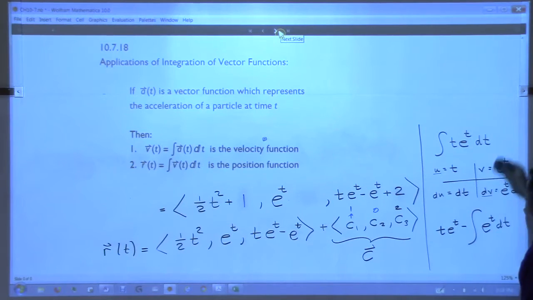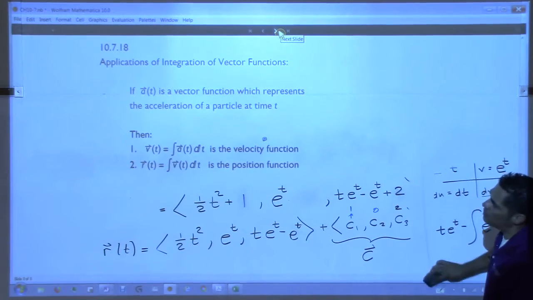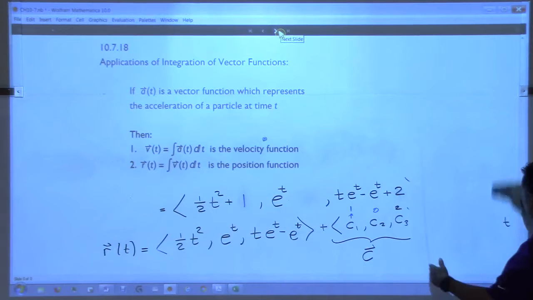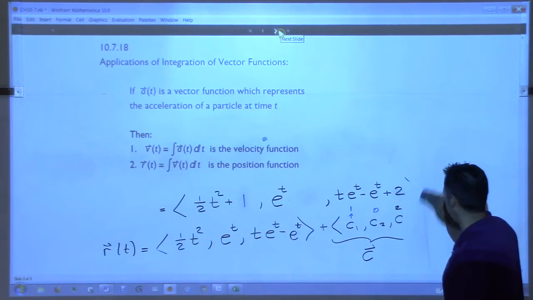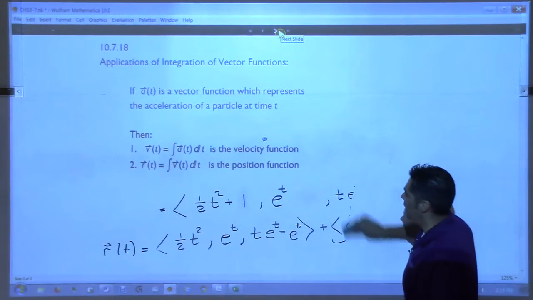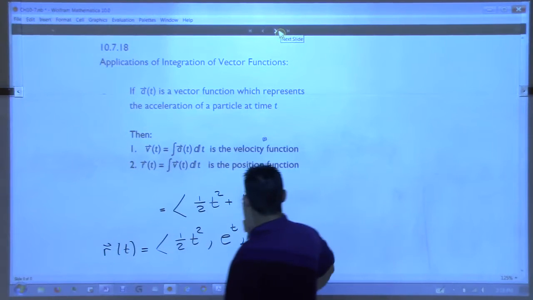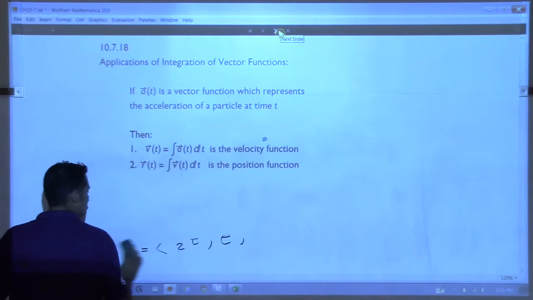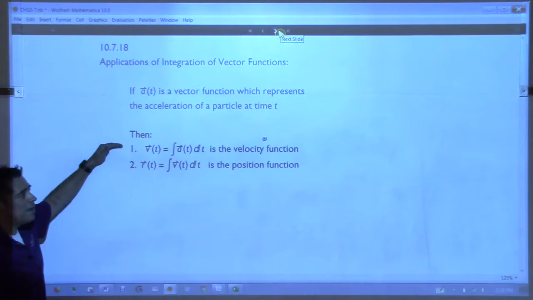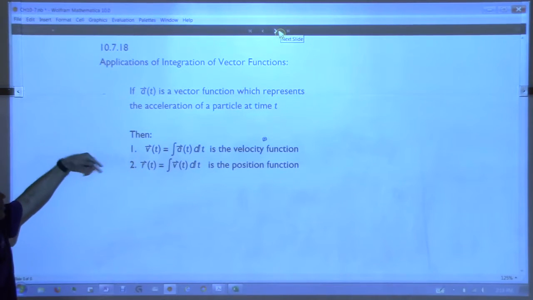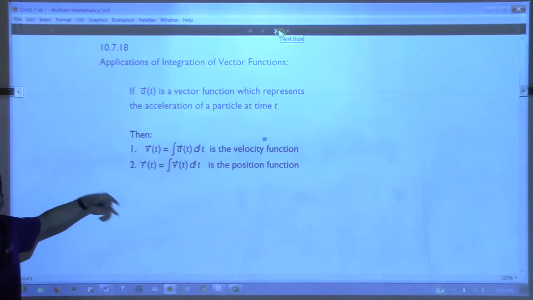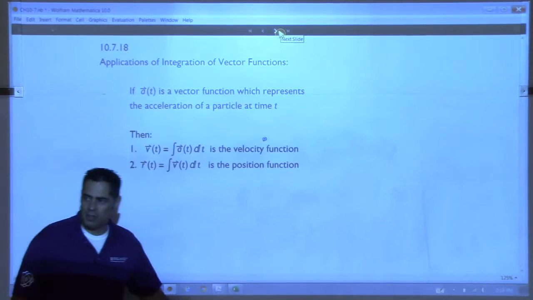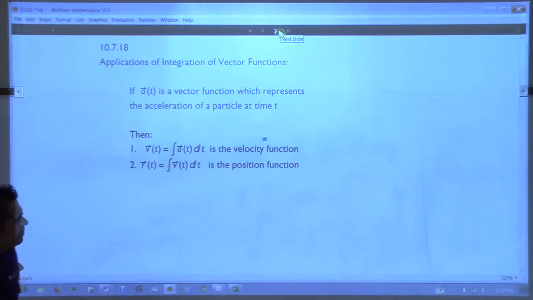All right, so if we are given an acceleration function, a vector function which is the acceleration of a particle at a given point in time, then the antiderivative of that acceleration function would give you the velocity function. And then if you integrate the velocity function, you get the position function. So this is, again, very similar to stuff we saw back in Cal 2.